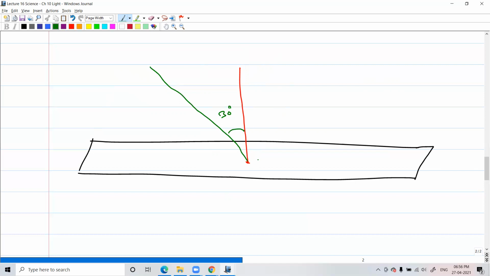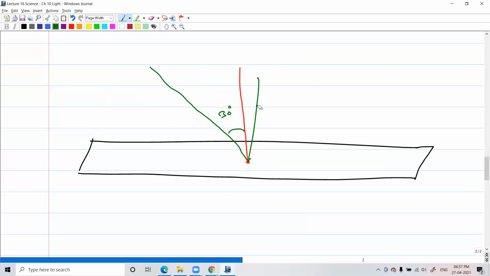Remember, it's 3D, not just 2D, okay? So the same 30 degrees can be drawn in so many places, right? Everywhere around this, I can draw a 30-degree angle. Yes, sir. Okay. So the reflected ray could have gone anywhere in the same 30 degrees.